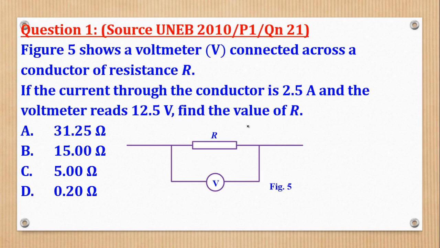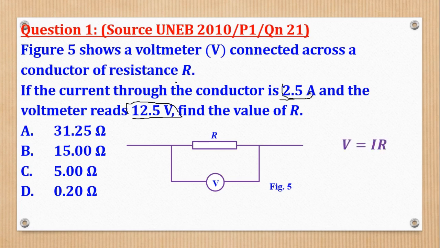And in this case, they want the value of R. They have told us that the voltmeter is connected across the conductor or resistance R, and the current through the conductor is 2.5 ampere. The voltmeter reading is the PD across the resistor, the value of V, and this is the current, the value of I.